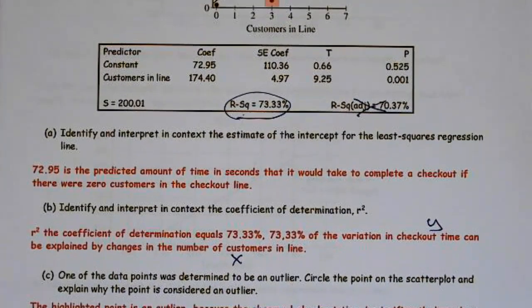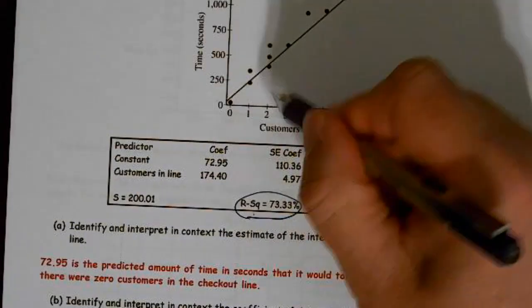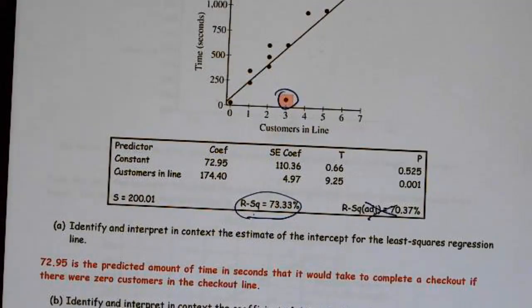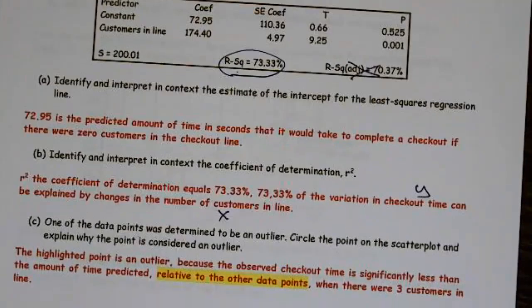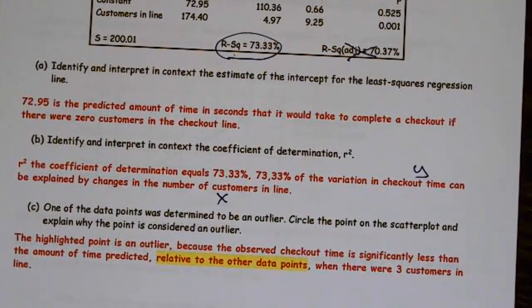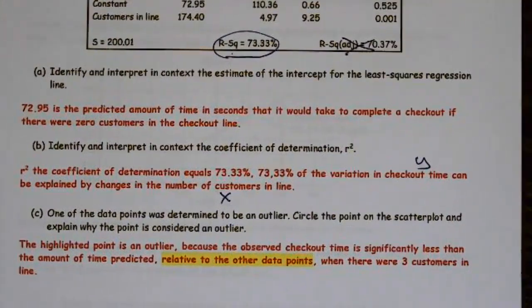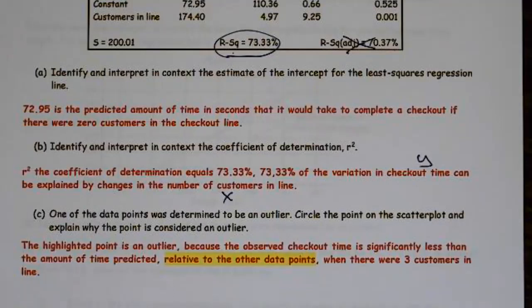One of the data points was determined to be an outlier. Circle the point on the scatter plot and explain why it's considered an outlier. That's my outlier. Why? Because it's significantly below where it's supposed to be, because the observed checkout time is significantly less than the amount of time predicted relative to the other data points, when there were 3 customers in line.